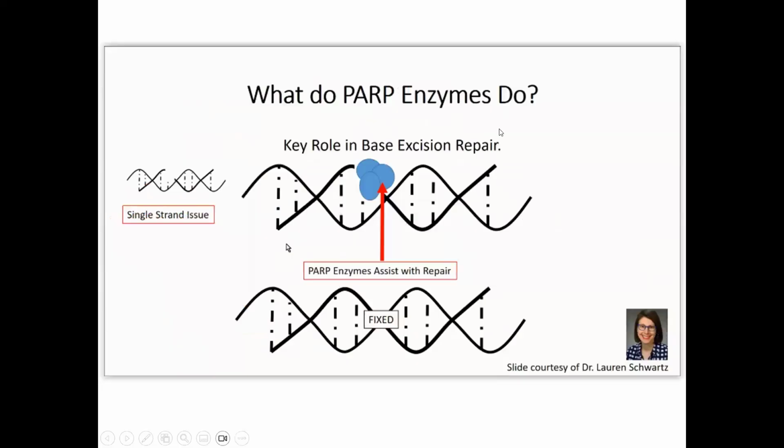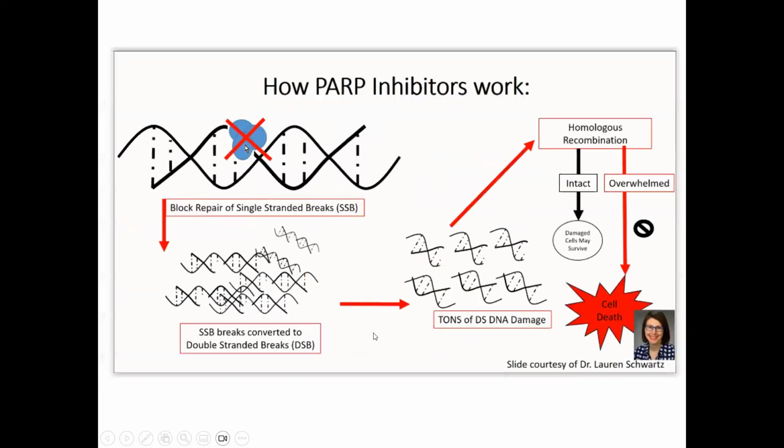What about PARP enzymes? What do they do? PARP enzymes have a key role in base excision repair. Base excision repair is a repair of single-stranded damage. So when we have DNA with a single-stranded break, the PARP enzymes assist in its repair and it gets fixed. So how do PARP inhibitors work? When there is a single-stranded break and we block the PARP enzymes, the single-stranded break will not be fixed, and the single-stranded breaks are converted to double-stranded breaks.